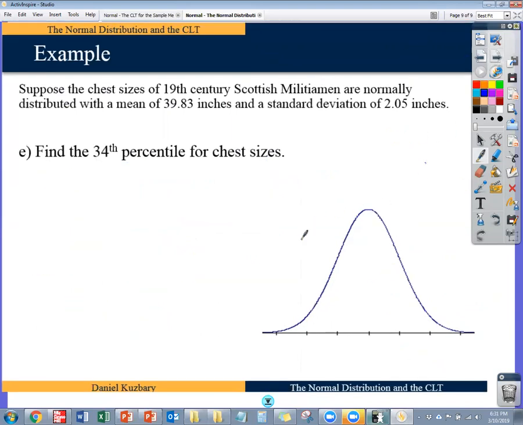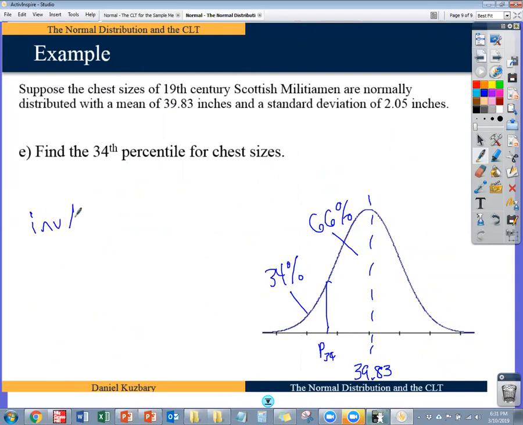All right, let me do one more for you just to show you. It doesn't really matter what the percentile is. We can find it. So this is 39.83. I want to find the 34th percentile, which is over here. It separates the lower 34% from the upper 66%. And this is P34. So I'm going to do inverse norm. My area to the left is now 0.34. So there's the number. The mean is 39.83. Standard deviation is 2.05.